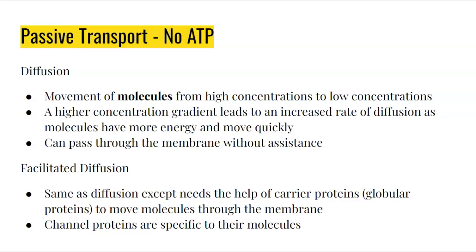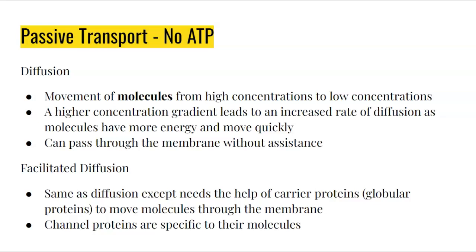Diffusion is the big form of passive transport. It's the movement of molecules. Can be anything, salt, sugar, ions, anything. Movement of molecules from high to low, just like we showed on that previous slide. And a higher concentration gradient leads to an increased rate of diffusion, because if you have a higher gradient, meaning that there's a bigger difference between the two sides, then the molecules have more energy and are going to move more quickly, and because they can pass through the membrane without assistance, they're going to just move until they hit equilibrium.